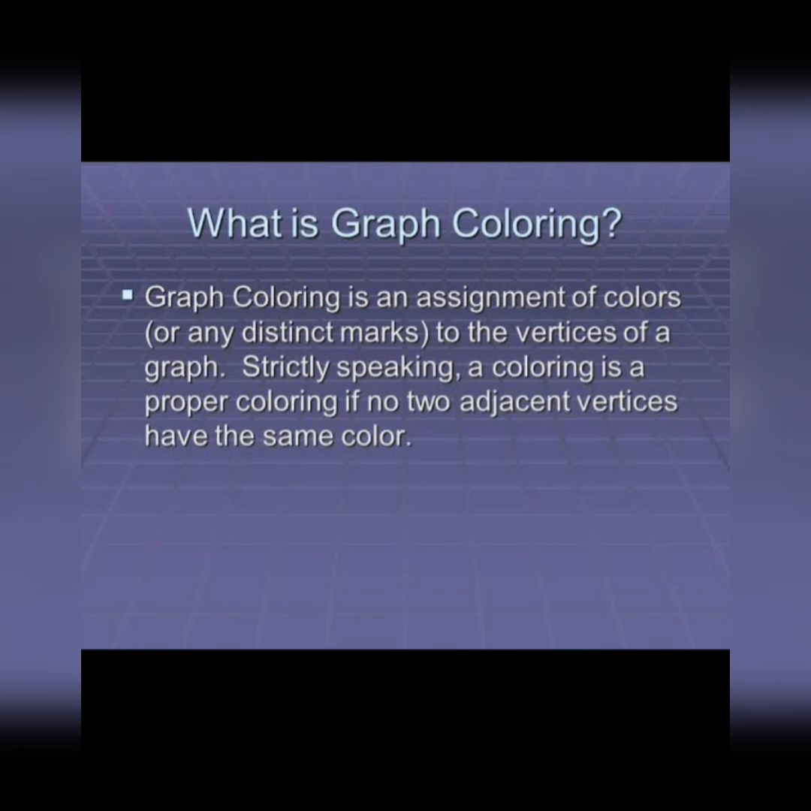Graph coloring. This is one of the very beautiful topics in graph theory. So what does this mean? Coloring of graphs is simply assigning colors to the vertices of the graph. Graph coloring is the assignment of colors or any distinct marks to the vertices of the graph. Strictly speaking, a coloring is a proper coloring if no two adjacent vertices have the same color. So we need to color a graph in such a way that adjacent vertices are colored differently. That is what is meant by a vertex coloring of a graph.